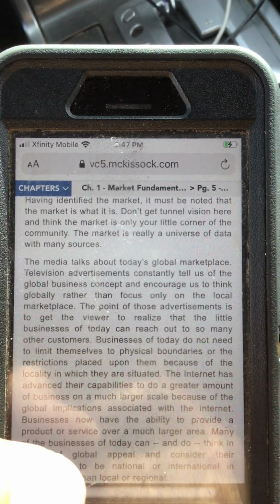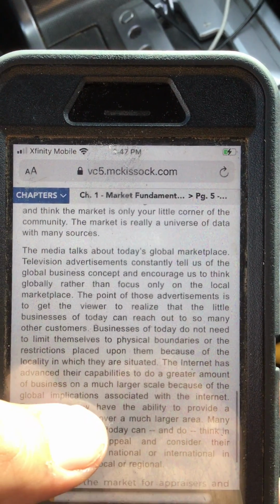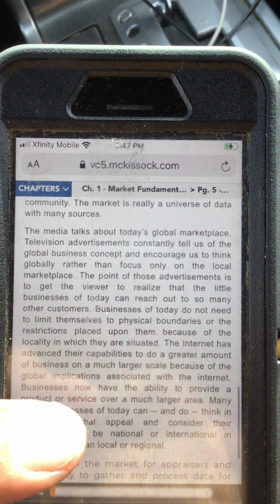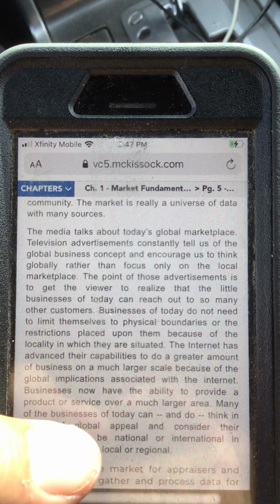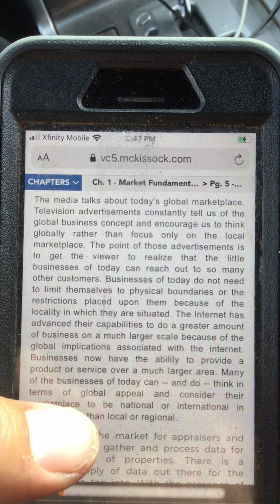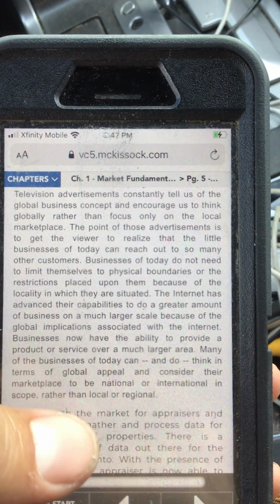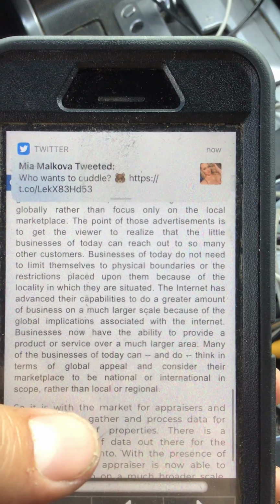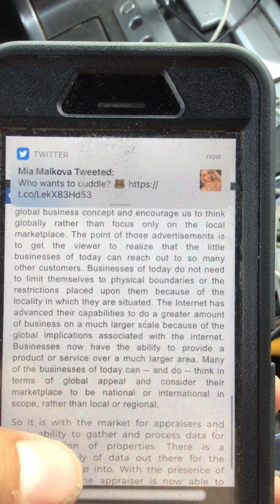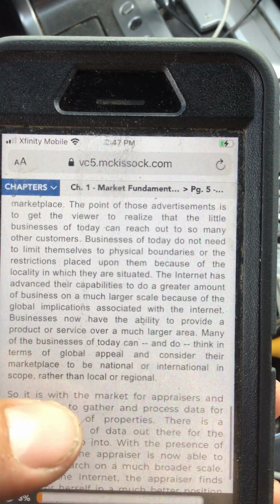Having identified the market, it must be noted that the market is what it is. Don't get tunnel vision here and think the market is only your little corner of the community. The market is really a universe of data with many sources. The media talks about today's global marketplace. Television advertisements constantly tell us of the global business concept and encourage us to think globally rather than focus only on the local marketplace.